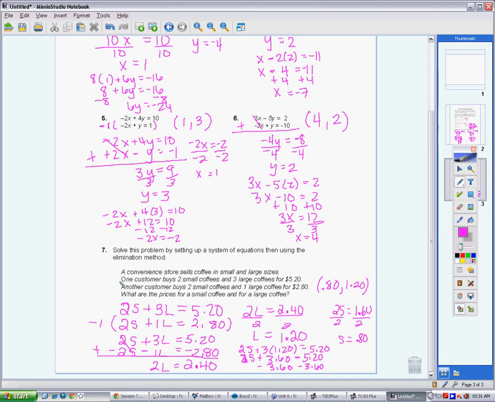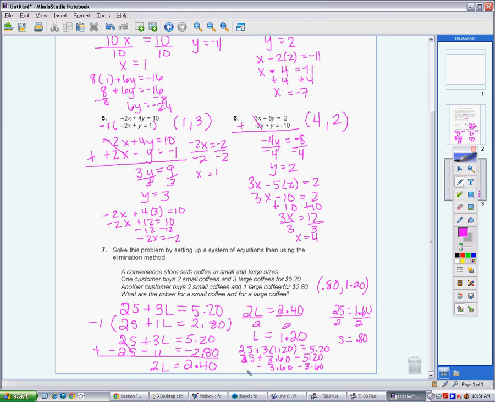So you would have to be able to pull your equations out of the word problem. They're going to be set up similar to this. They're going to tell you what the variables are. In this case, they were small and large. And then they're going to give you the scenario. One equation is somebody buys 2 small and 3 large coffees for $5.20. And another customer buys 2 smalls and 1 large for $2.80.